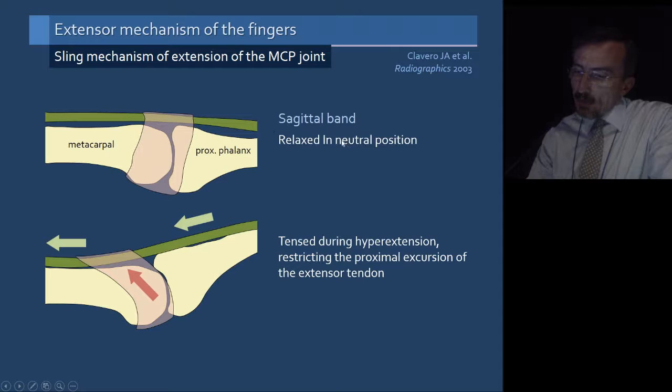Normally, it is relaxed in neutral position, but during hyperextension, it restricts the proximal excursion of the extensor tendon. So if there is injury here in the sagittal band, there is the risk of further injury to the extensor tendon.